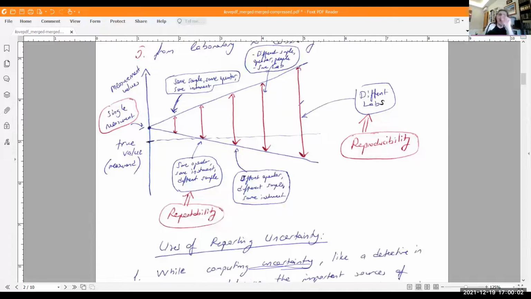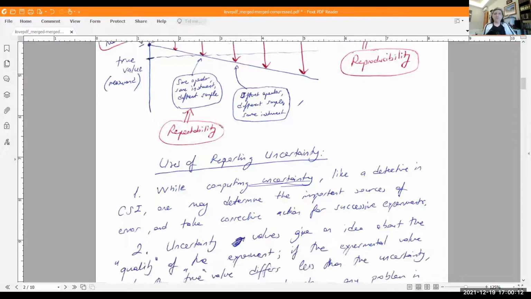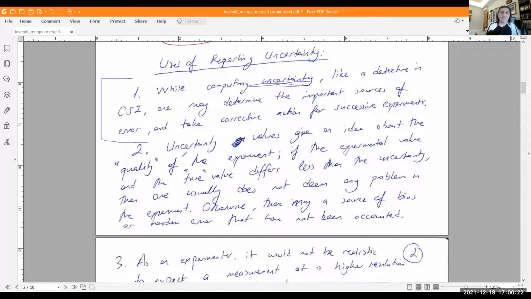So you may find out which of the steps in your experiment might be causing the gross error, or which might be the dominant steps causing error. So this is one of the most important aspects of why we do uncertainty analysis. The second one: uncertainty values give an idea about the quality of the experiment.